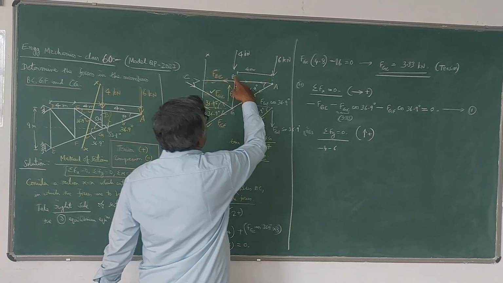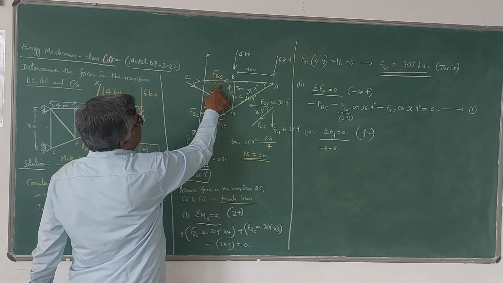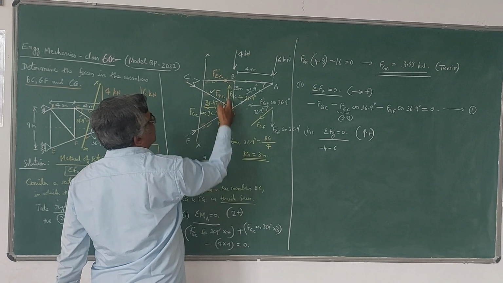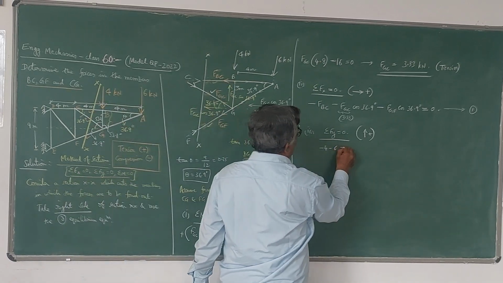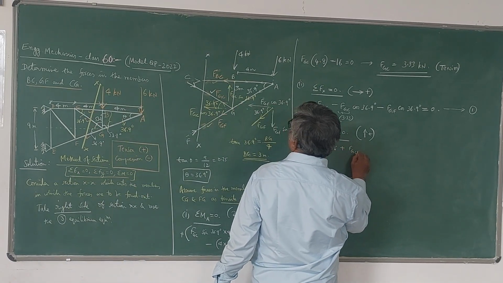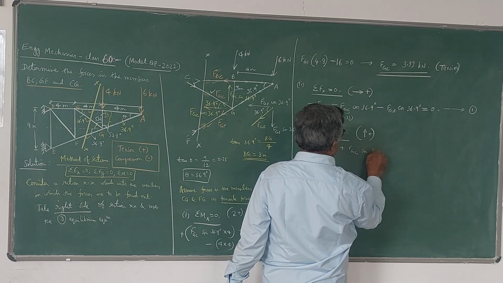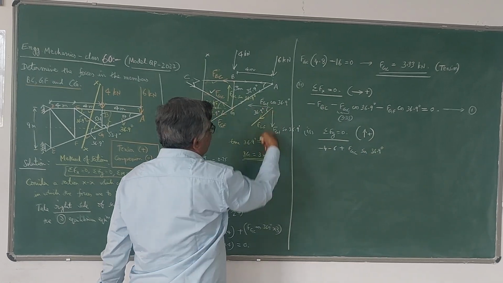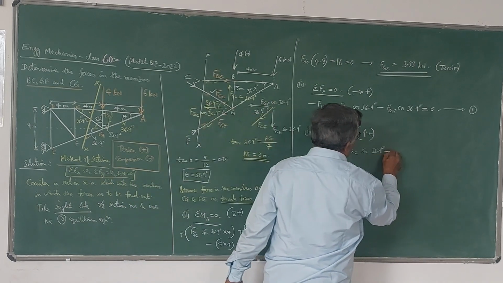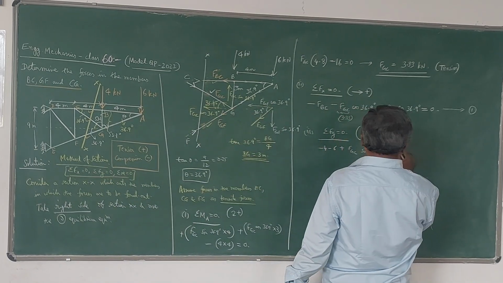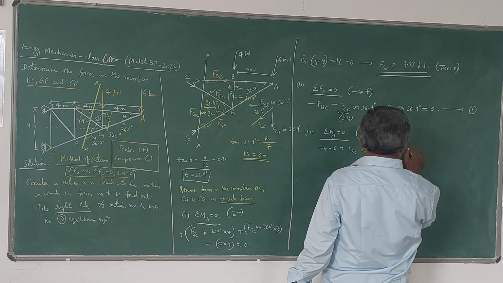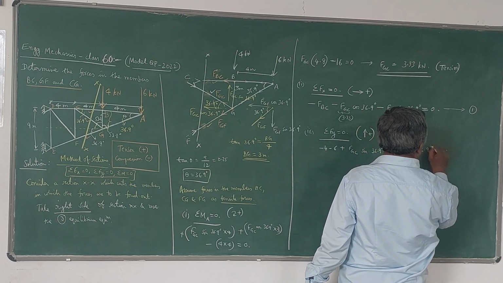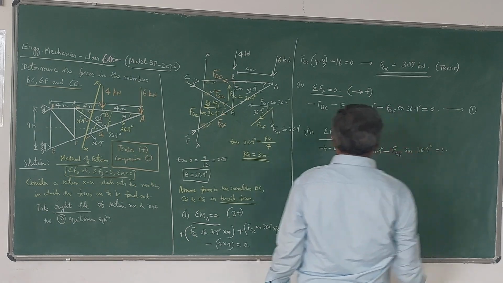I will directly write. Then this of course is horizontal. Here among these two I have to take this. So this is upwards, plus FGC sin 36.9. And for this FGF, of course, I have to take minus, because it is downwards, minus FGF sin 36.9 is equal to 0. So this is the equation.